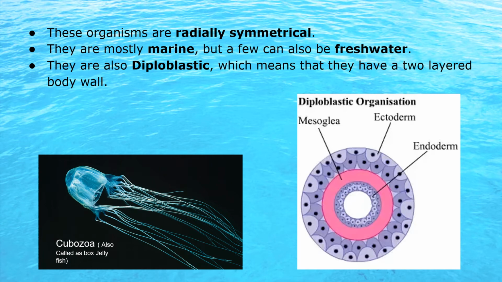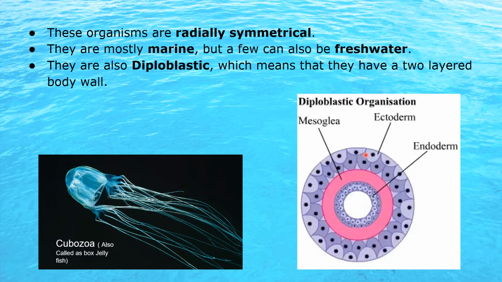These organisms are radially symmetrical. They are mostly marine, but a few can also be freshwater, like Hydra. They are also diploblastic, which means that they have a two-layered body wall.